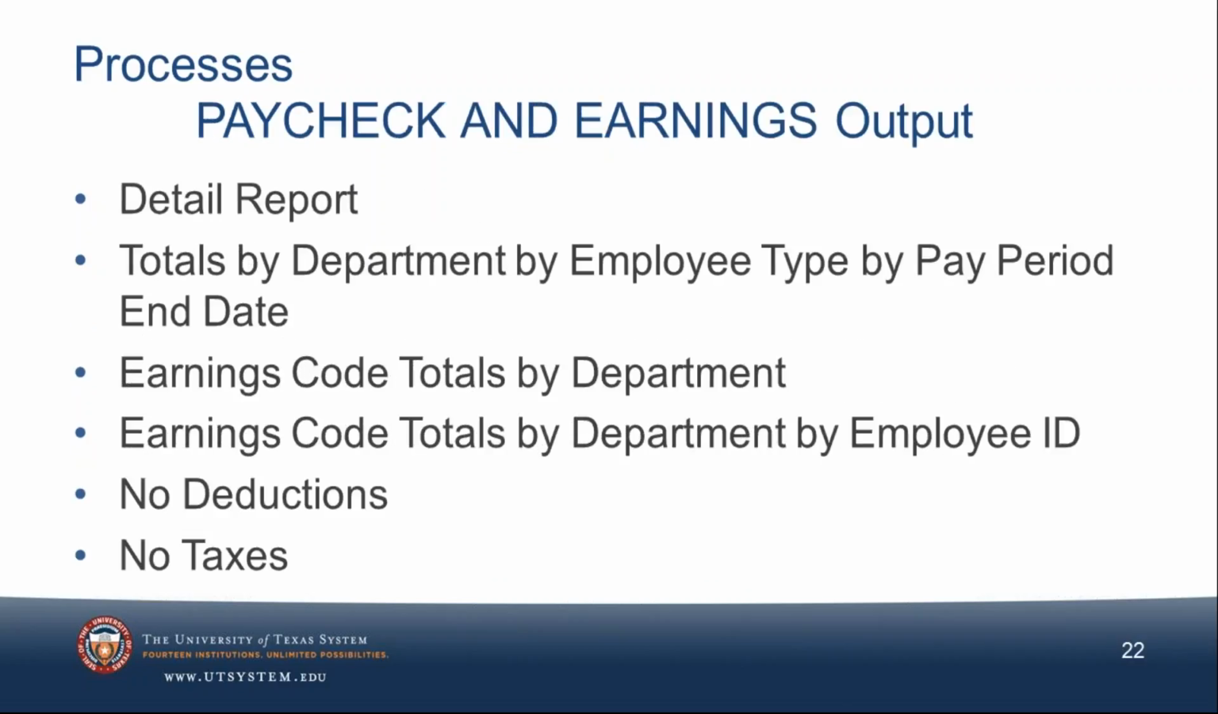Finally, we have the paycheck and earnings. Again, we have the detail report. Then we have totals by department, by employee type, by pay period, and date. Earnings codes, totals by department. Earnings code, totals by department, by employee ID.